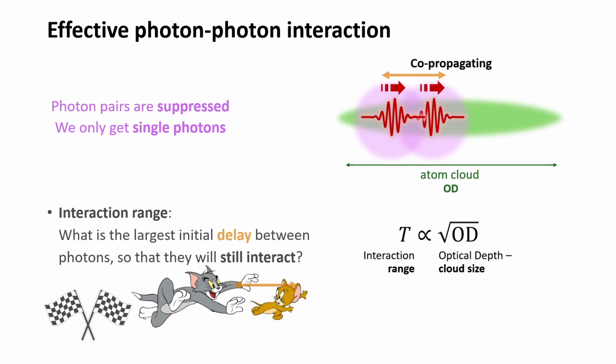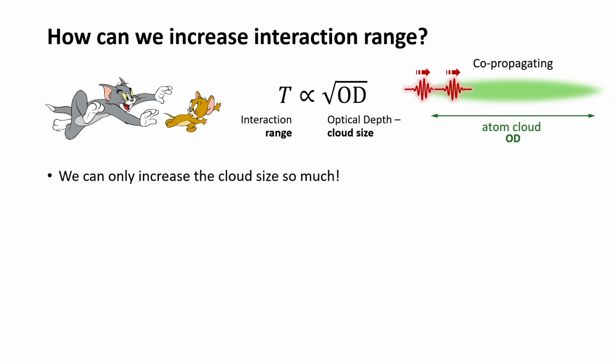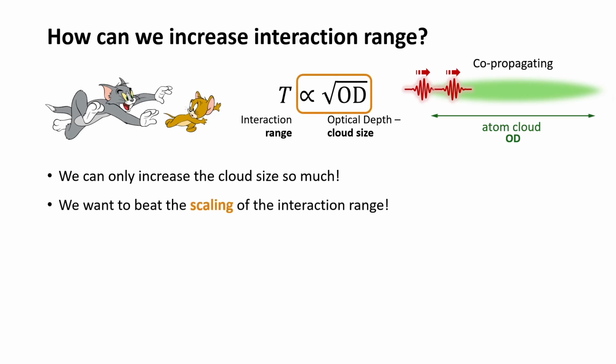Now, in general, we want this interaction range to be as long as possible. And if you want to increase it, the simplest way is simply make the cloud longer. But we can't have an infinitely long cloud, so we can only increase it up to some point. And if we really want to increase the interaction range further, we need to find some other way.